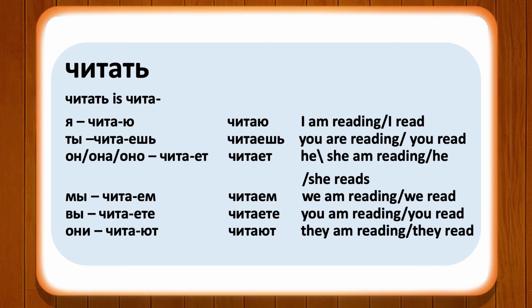I will repeat the conjugation of the verb chittaj. Again, please listen carefully and repeat. Ya chittayu, ti chittayesh, on chittayet, ana chittayet, mui chittayem, vi chittaiche, ani chittayut.